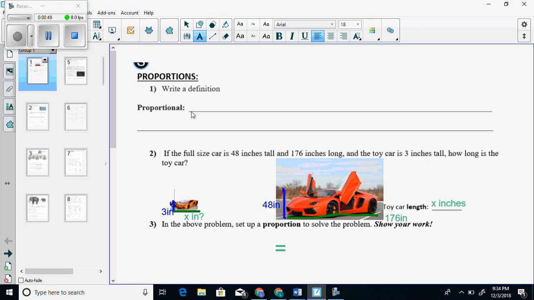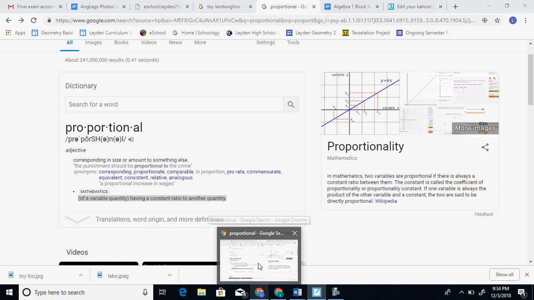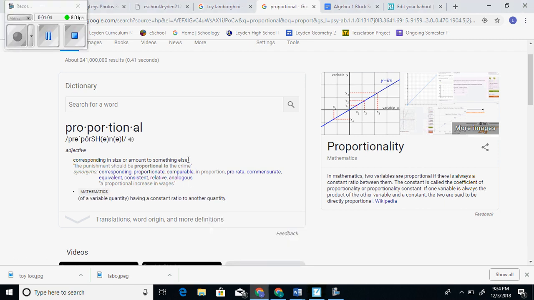And I'm going to come down here and paste that in here, right? So that shouldn't take you too long. What does that mean? Maybe the other definition made a little more sense to you, corresponding in size or amount to something else. Maybe you want to copy that down too. I'm going to copy them both down.